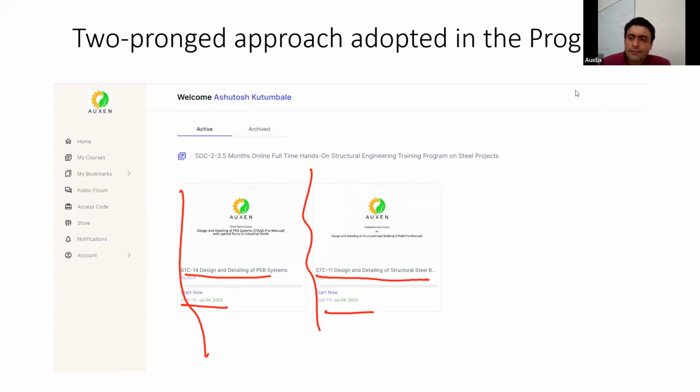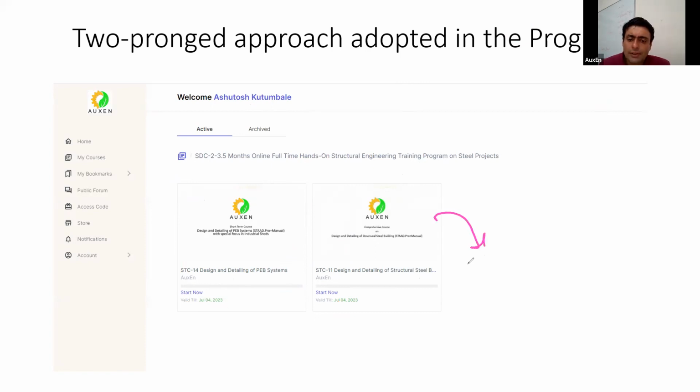Okay, so you will be able to see this. This STC-11 that you see is a detailed course on steel design and detailing. It's a design and detailing course where we have covered everything related to steel design from scratch.